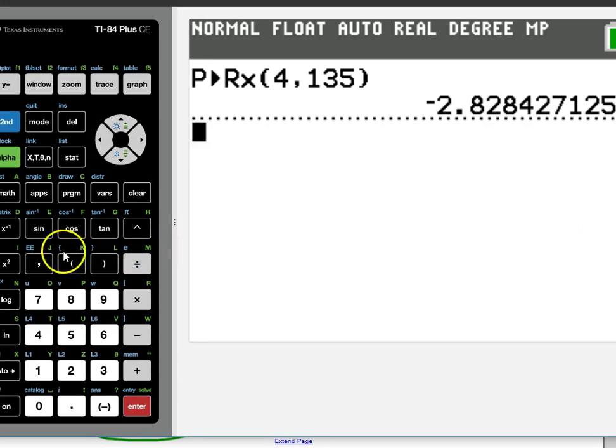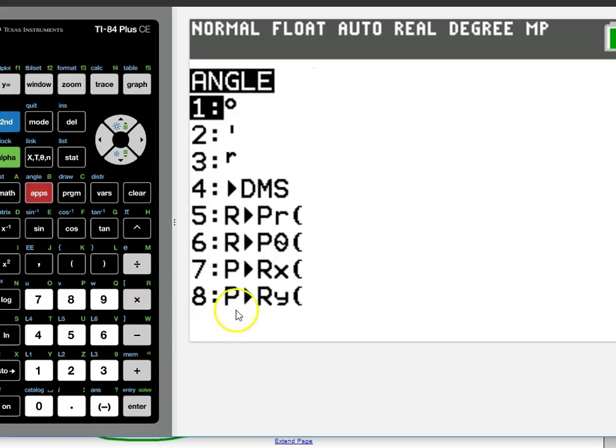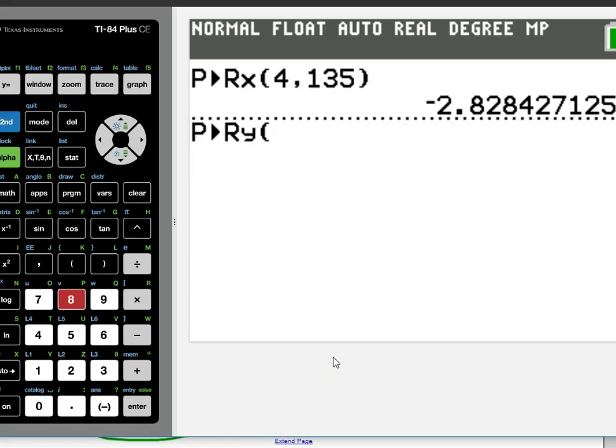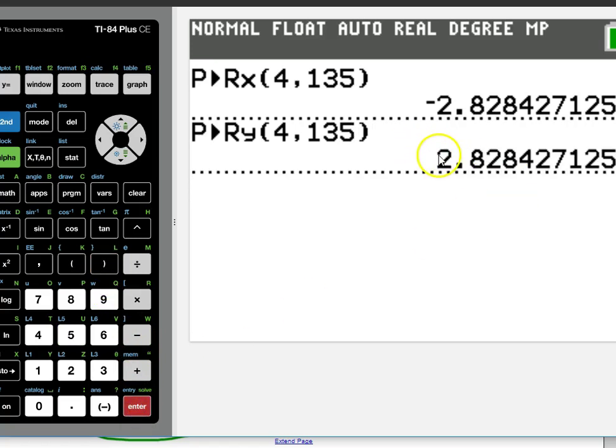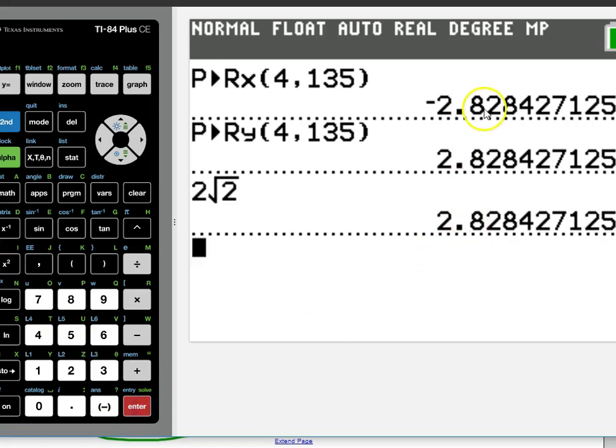And then one more time we're going to do second apps. And now we're going to choose choice 8 because we want to go from polar to rectangular y. It's going to tell me the y coordinate. So 4, 135. And now it's going to tell me the y coordinate. Now if you're wondering, well, is this the same as what we had? Well, let's check. 2 times the square root of 2. Well, sure enough. And there's the negative square root of 2, and there's the positive square root of 2.